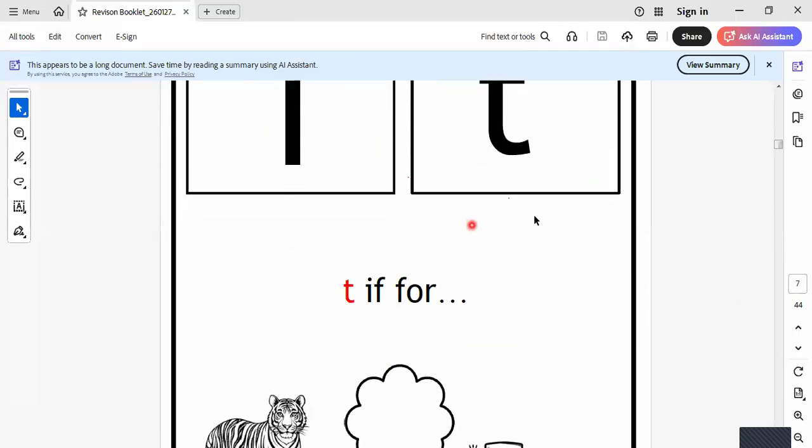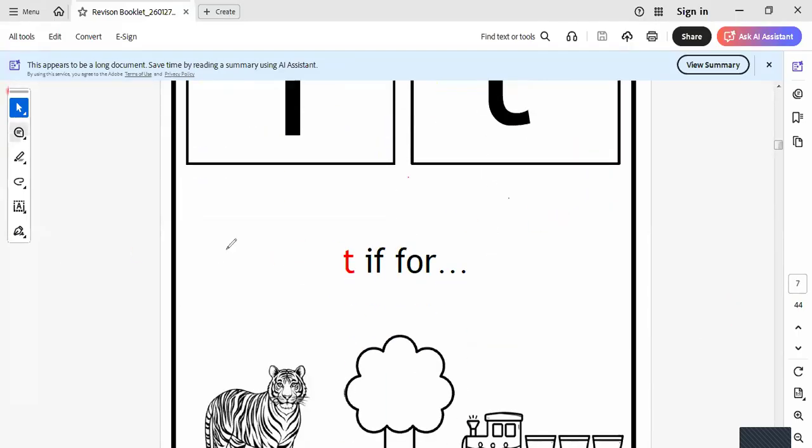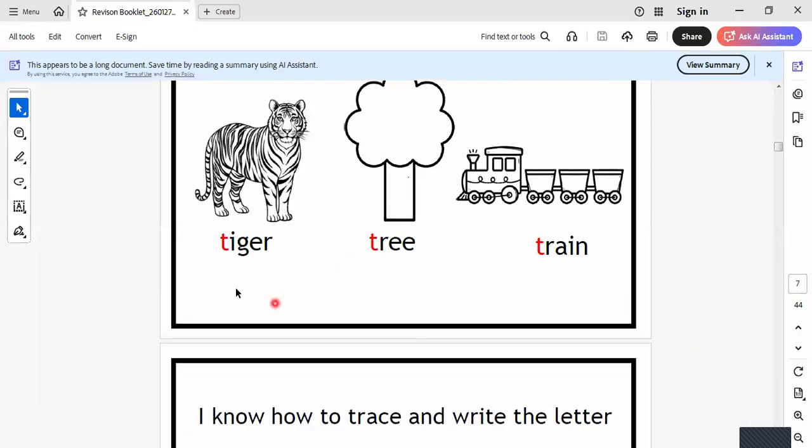Here is capital T and small t. How can I write T in capital letter and small letter? It is written like this in capital letter, and for the small letter we write it as it is. So now we know capital T and small t. Let's learn the words that start with letter T. Here we have tiger, tree, train.